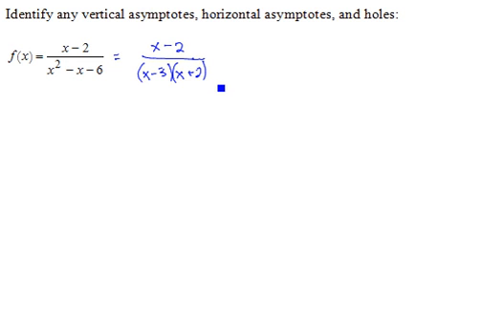First, I can look in the denominator to find vertical asymptotes. Vertical asymptotes will occur any place that the denominator is 0 but that the numerator is not 0. Those numbers are x equals 3 and x equals negative 2. Both of those will produce division by 0 that won't be compensated for by any zeros in the numerator. So vertical asymptotes at those two x values.